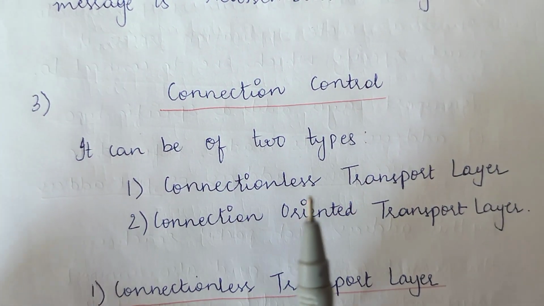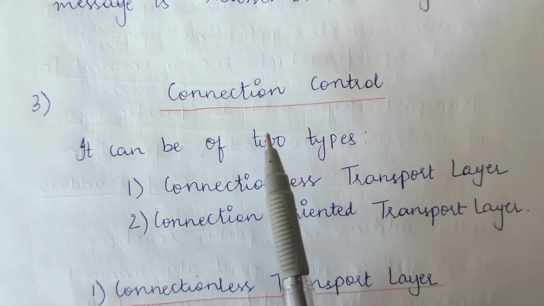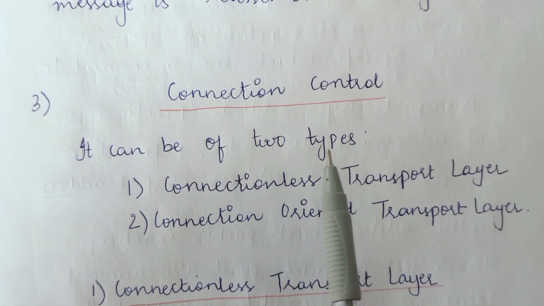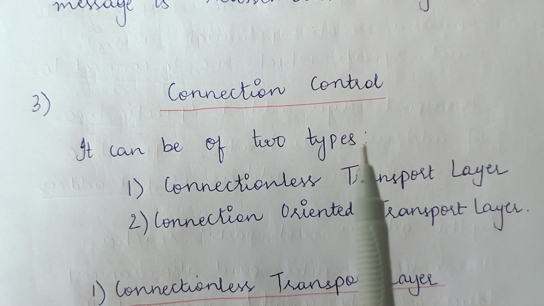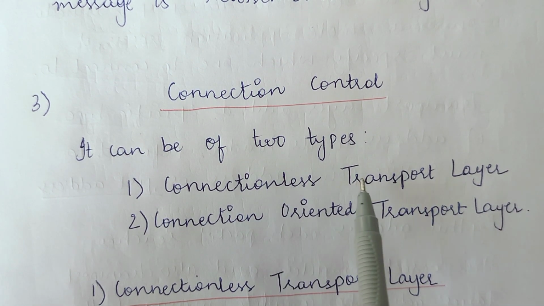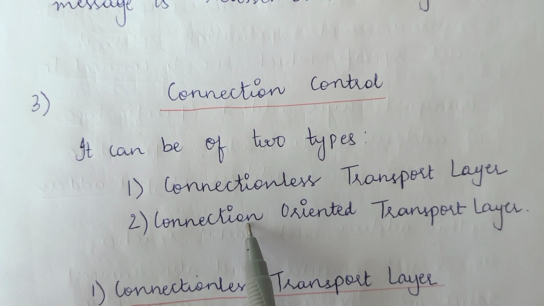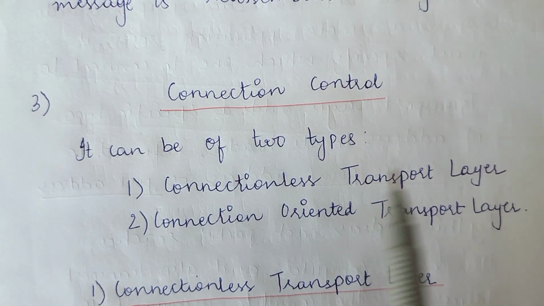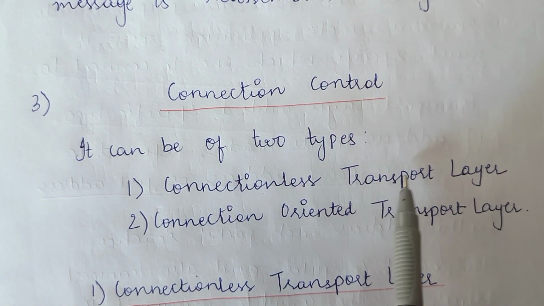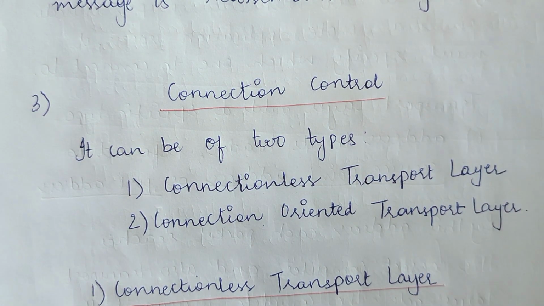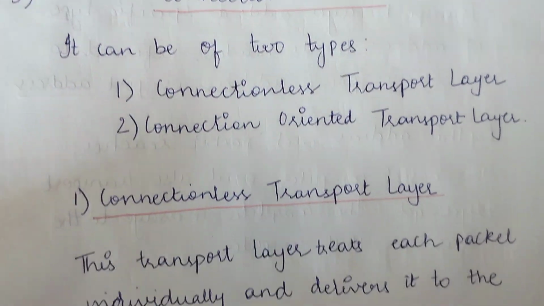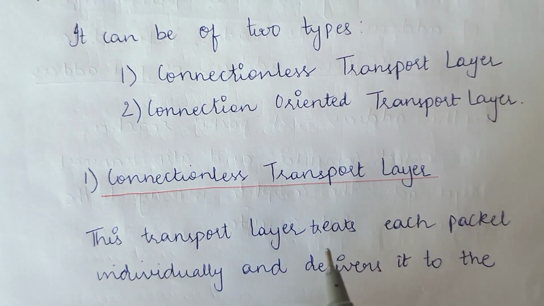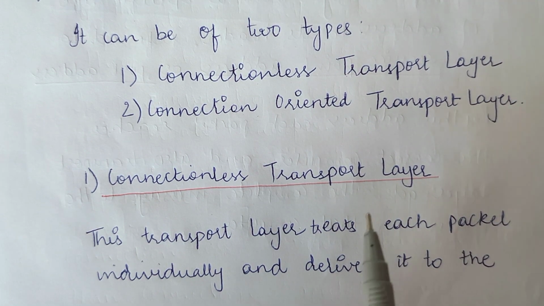Now the third service that is provided by the transport layer is connection control. Basically, you all know by now that there are two types of connections that can be provided. One is connectionless services, and another is connection oriented services. So these services provided by the transport layer are also known as connectionless transport layer and connection oriented transport layer. Now first of all, let's look at the connectionless service provided by the transport layer.